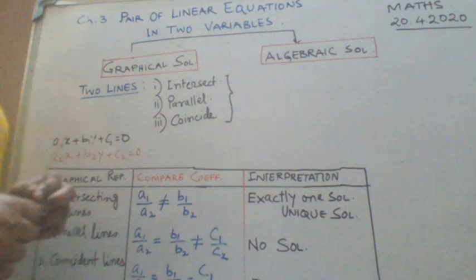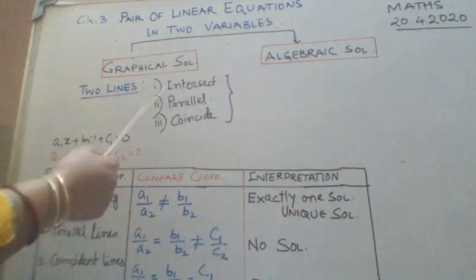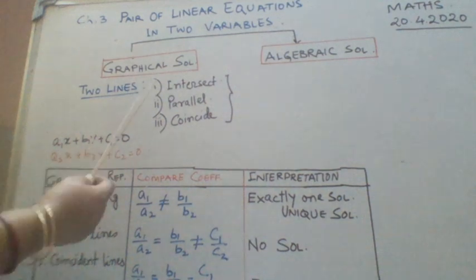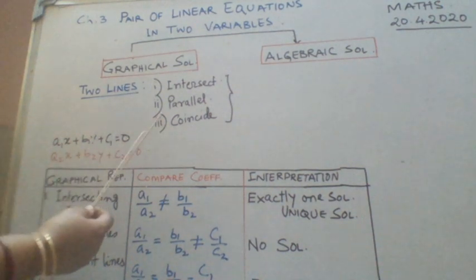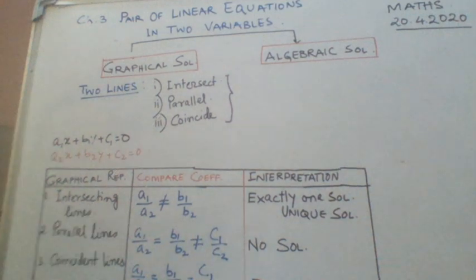So we are talking about lines which are in the same plane. So three different situations: intersecting lines, parallel lines, or coinciding lines.